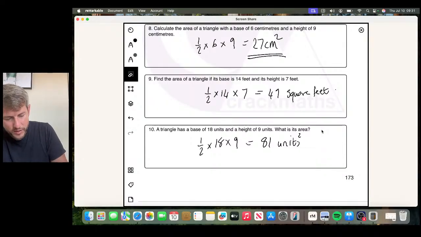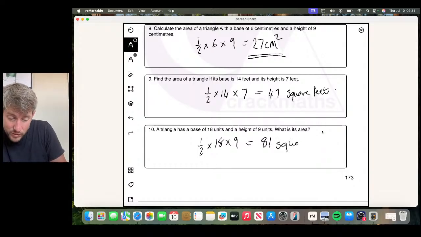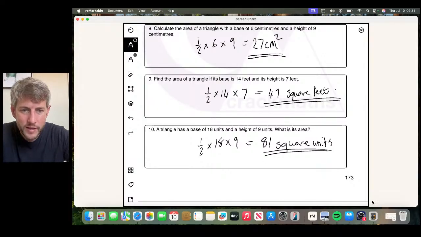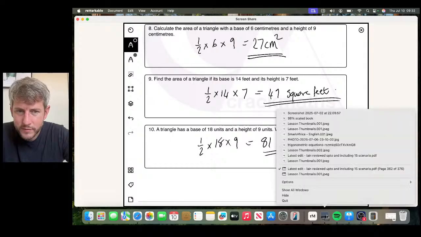Oh, actually, I'll just write it this time. Units squared, or square units. I think square units is nicer. It really doesn't matter, as long as you've got some indication of the unit that you're being dealt, and the fact that it's a square because it's area. Then that's absolutely fine. Okay, so let's get this marked.